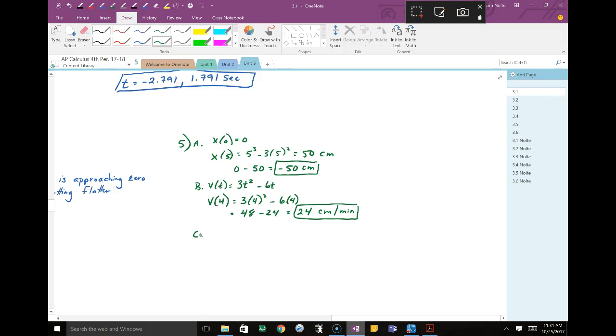All right, find the acceleration at t equals 4. So acceleration is 6t minus 6. Plug in 4.